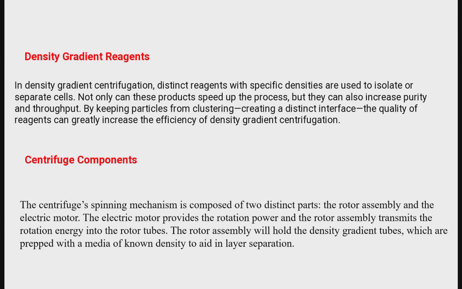Now comes the density gradient reagent. What are the reagents that are used in density gradients? Let us understand this. In density gradient centrifugation, distinct reagents with specific densities are used to isolate or separate the cells. Depending upon the shape, size and density, different types of reagents are used for the isolation or separation of the cells.